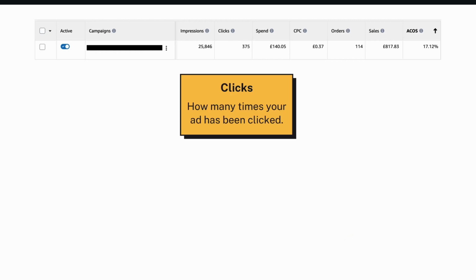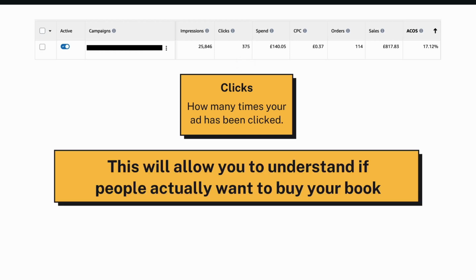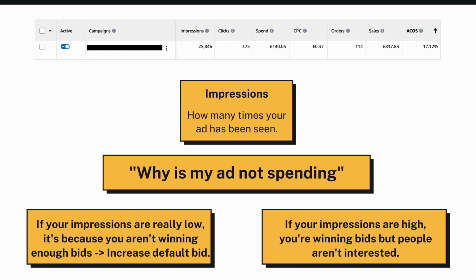So that's impressions. Now let's move on to clicks. Very straightforward: how many times your ad has been clicked. So in this example here, it was seen 25,846 times, and it was clicked 375 times. And this will allow you to understand if people actually want to buy your book. If I just go back to this example here, if your impressions are really high, but you're not spending any money, it means you're not spending any money because people aren't clicking into your ad.